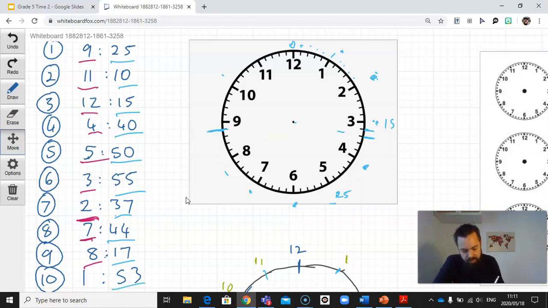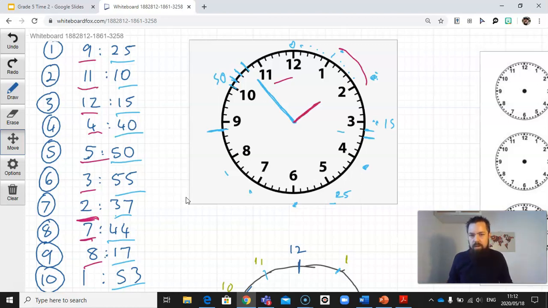Last one of this kind, 53. Well, this was 50 over here, so 51, 52, 53. So my minute hand is going to point all the way over there. My hour hand is going to be somewhere in this section here. It's definitely close to the next hour. So I'm going to put it almost at 2, somewhere around there. And that's how you do those.